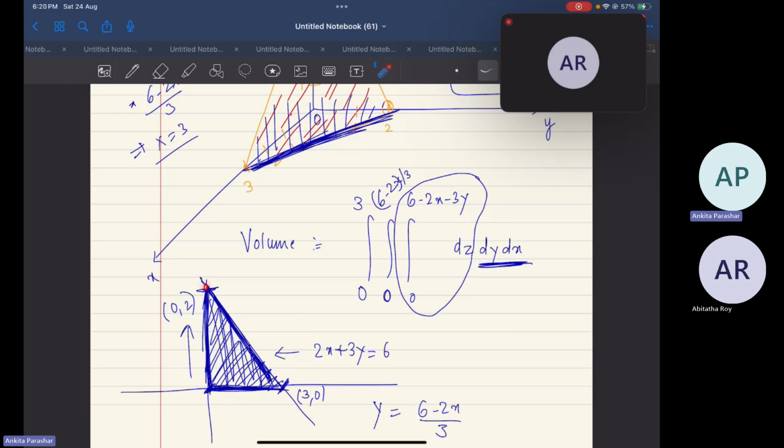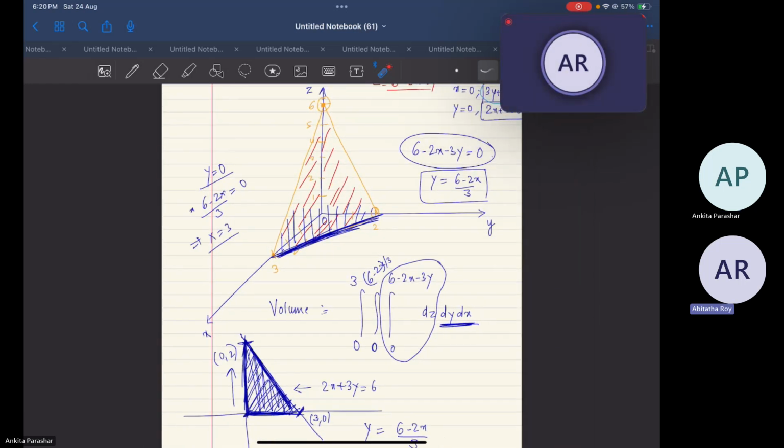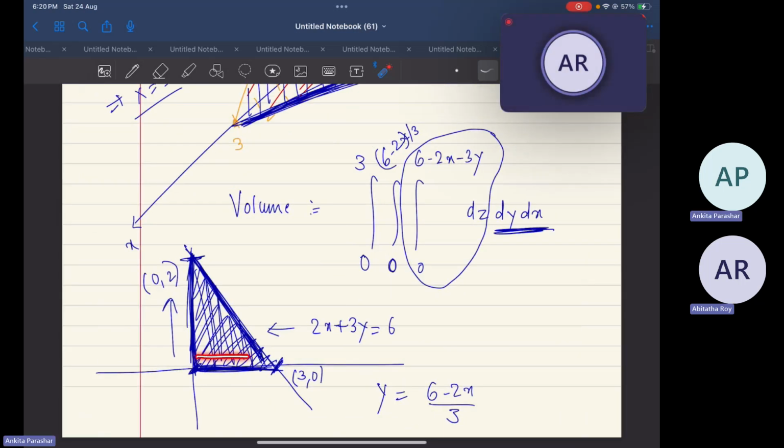But this would look like this if I just draw into the xy plane. If I put x here, y here, this is how it will look. Also from the graph, we would interpret that as y moves from 0 to this line, x moves from 0 to 3, and that's how we put the limits. Either way you can see.